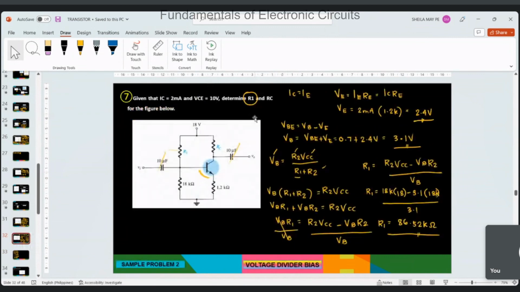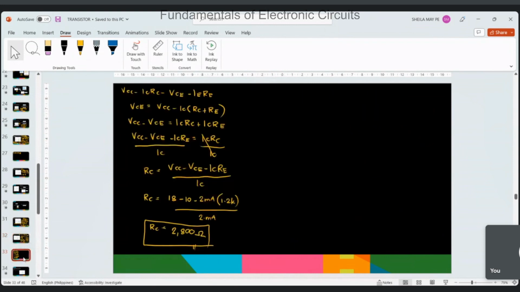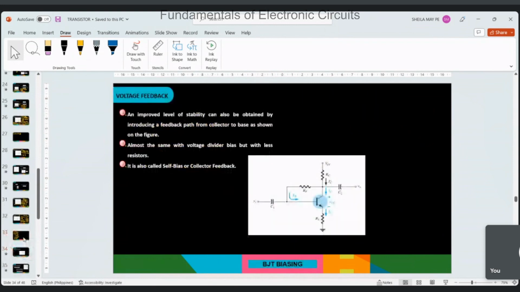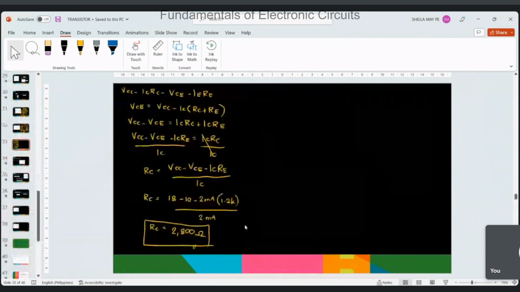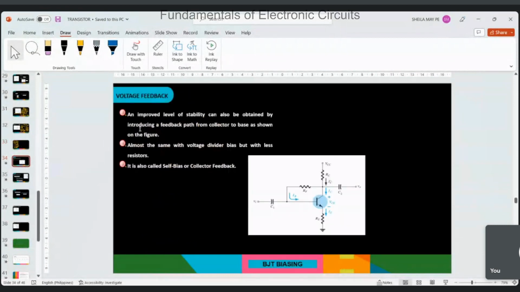So we already have our R1 and our RC. So for the next topic here is the last topic for the VJT. This is the voltage feedback. It is an improved level of stability that can only be obtained by introducing a feedback path from the collector to base as shown on the figure.